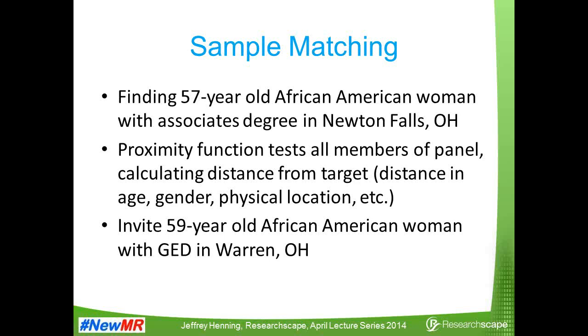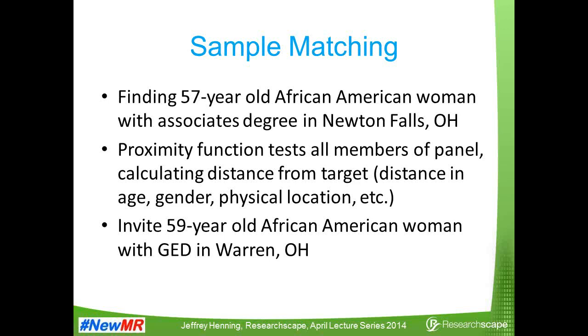And so they use a proximity function. And this goes back to medical research. It's been done for 20, 30 years. If you look up sample matching, you'll find some medical texts. And so we're going to look at distance in age, gender, physical location. And when we do that, we find someone in the panel who's a 59-year-old African-American woman with a GED, which is a high school equivalency, in Warren, Ohio, the next town over. And we're going to invite her to take the survey, and we're going to hope that her results are pretty representative of the other person.